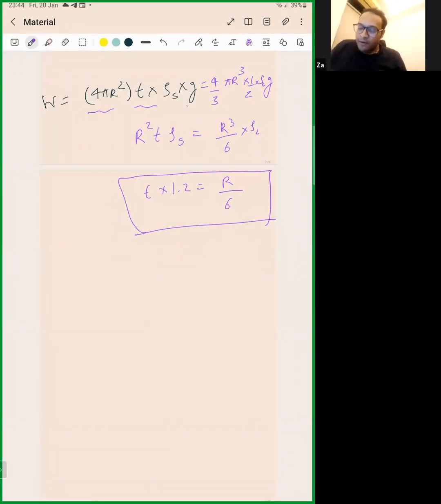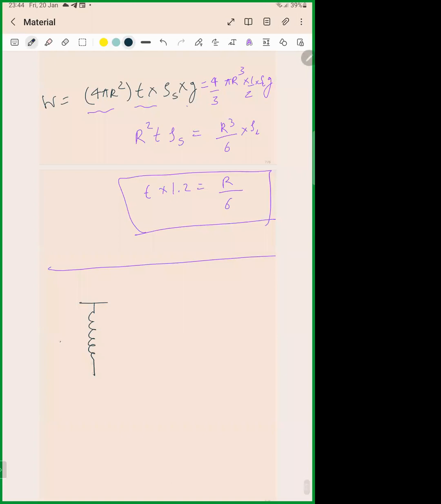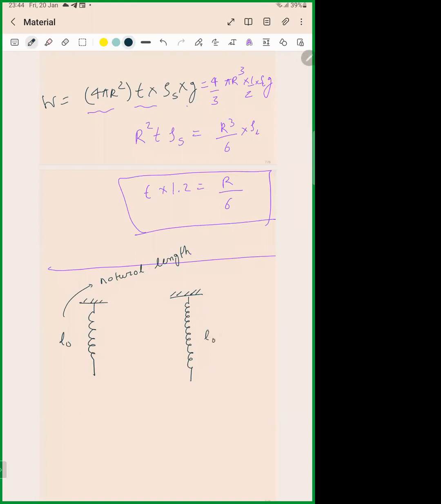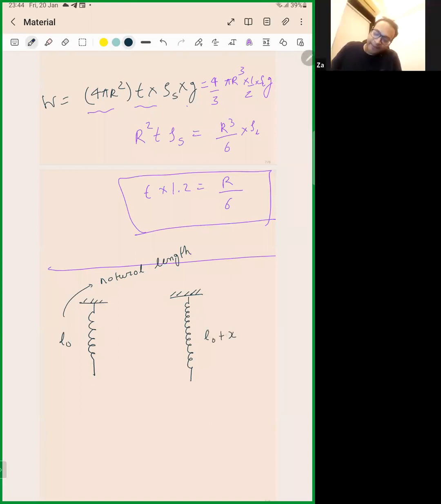It will be an eye opener kind of a thing. See, let's say you have a spring, and let's say the length of the spring is L0, which is the natural length. So at natural length the spring is not stretched, right? Now what you do, you are stretching this spring to a length L0 plus x, and this spring is having a spring constant k. So the energy stored here will be half k x square.